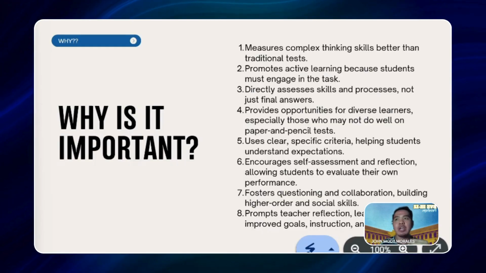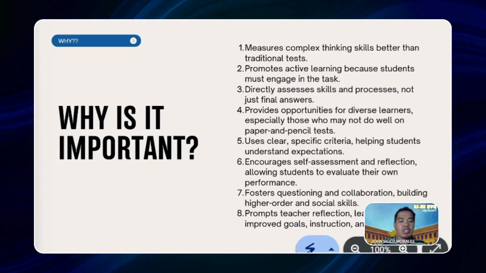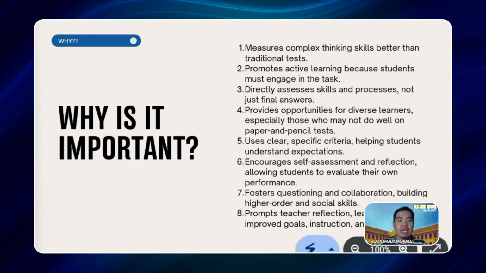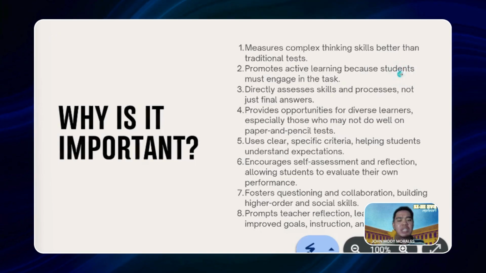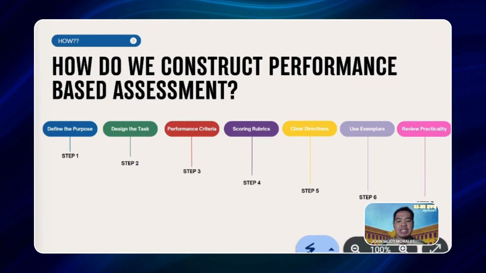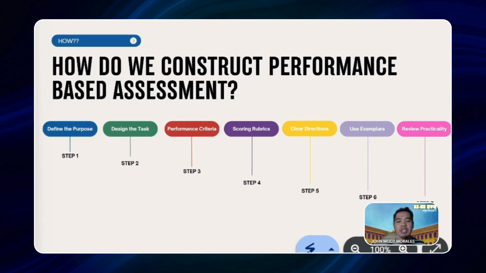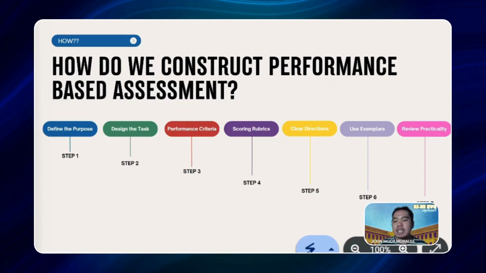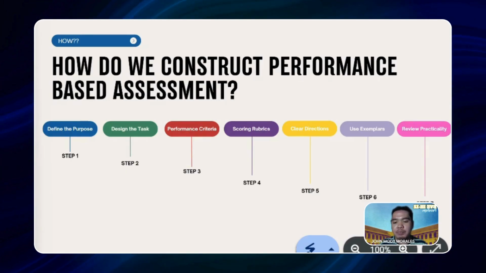Now, after knowing what the definition is, what are the tools, and what are the examples of PBA, we are now done with the why part of the PBA. Now let's proceed to how. How do we construct performance-based assessment? According to the book of Macmillan, from the combination of all the readings, it has seven steps.